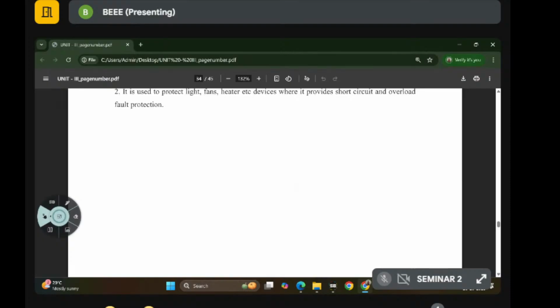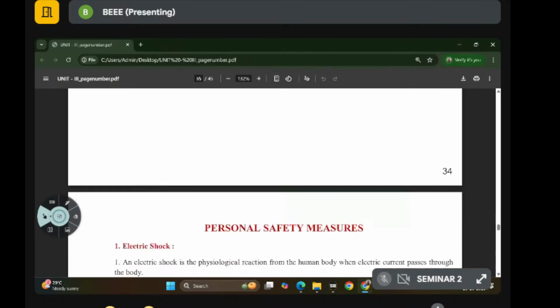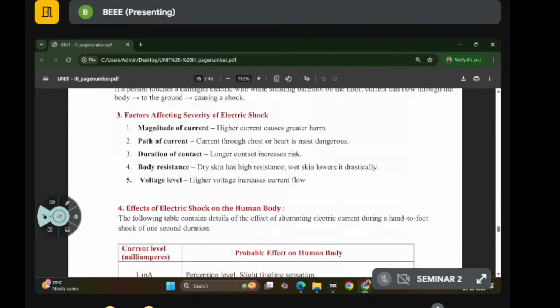In these notes you have everything: the level of the current, and the factors affecting the electric shock, how much voltage you are using, how much current you are using, where you are touching. It happens accidentally. Electrical shock means accidentally, not by your own action.